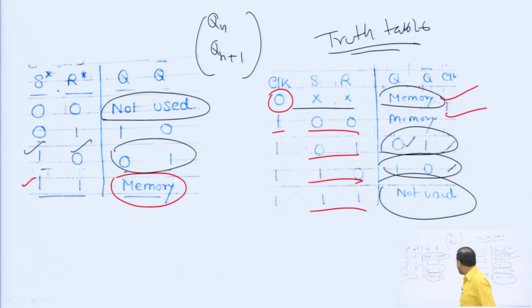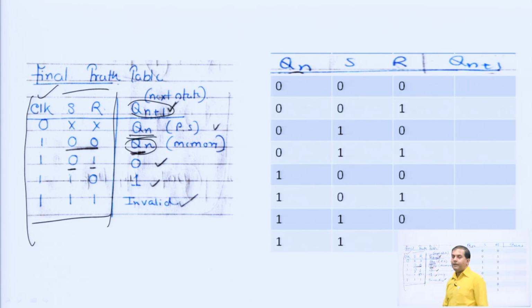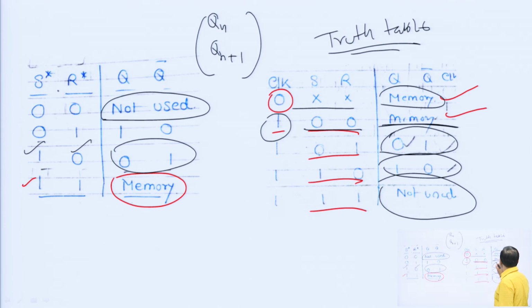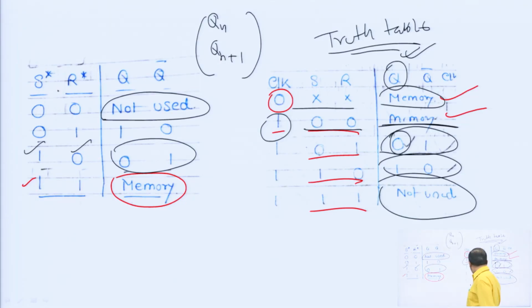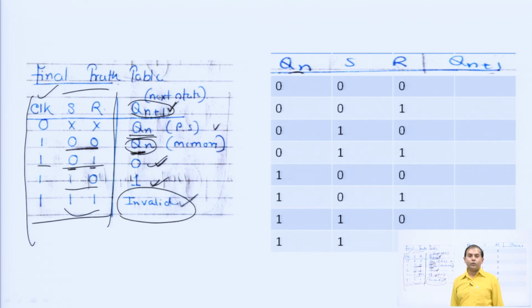In the second case also, clock 1 with 0 0, again we have the memory concept, and memory means Qn plus 1 will be Qn. When 0 1, the output is 0; we consider only the Q value, not Q bar. So, Q will be 0. In the 1 0 case Q will be 1, and in the 1 1 case we have invalid, not used. So, we have written invalid. This is the final truth table.